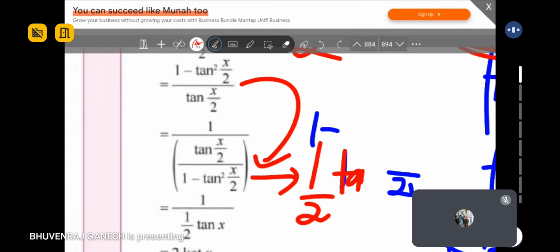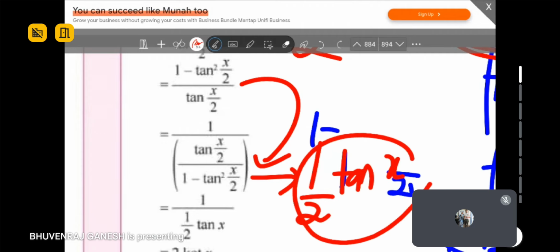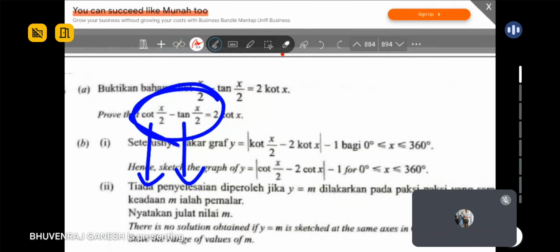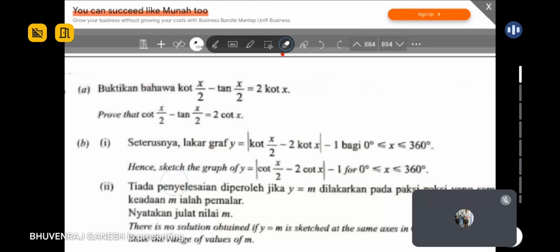Setengah tangent X. Okay, you can get this format. Okay guys? So can I proceed? Boleh continue? Okay, so that one is 6A lah. Okay, so next question. Soalan 6B.